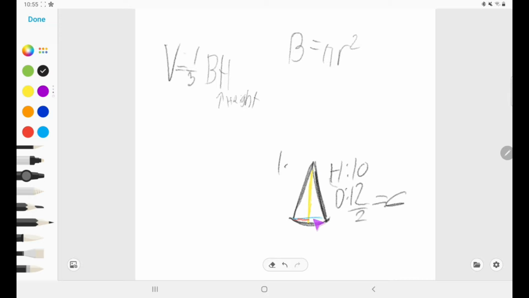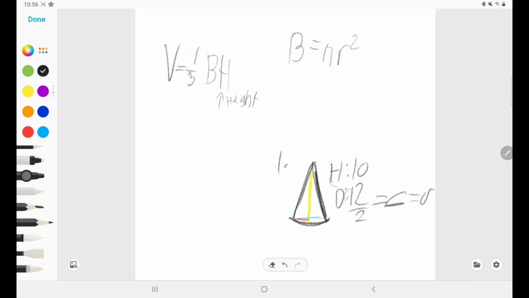And why are we going to do this? Because diameter is the side to the side of a circle. Radius is the side to the center. Therefore, radius would be half of diameter. So that's how we get this little equation right here.